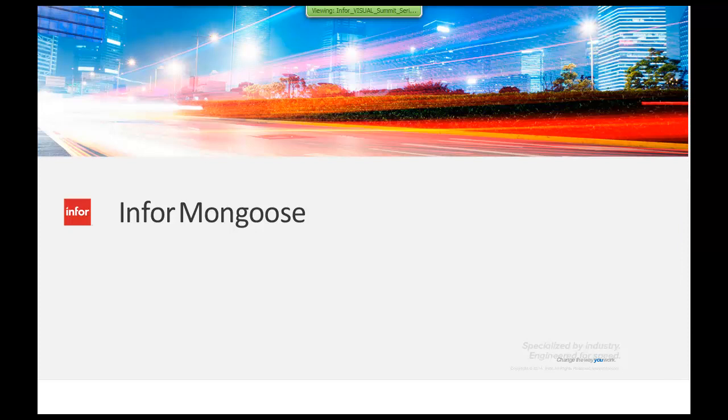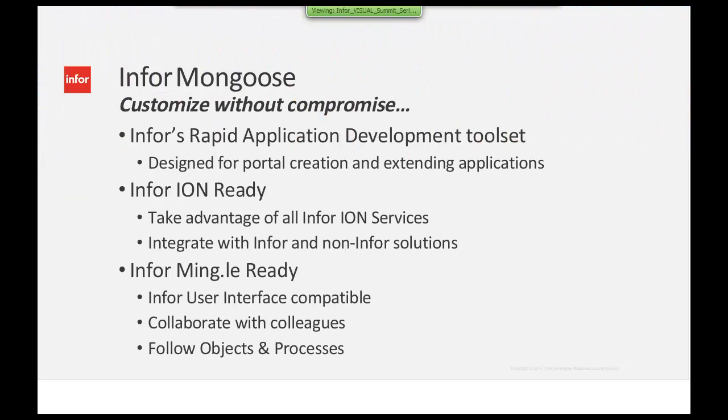Mongoose is going to become important to us because, as you're going to see on Friday, we'll be showing the Infor Quality Management product. That product was built using what we call our Mongoose framework. Mongoose is a rapid application development tool set, and it's been around the Infor family for quite a number of years.